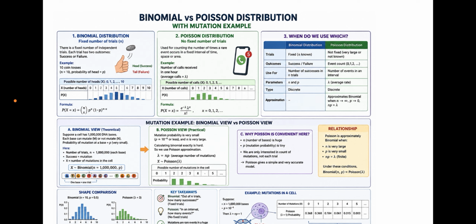So binomial probability, Poisson distribution probability, and even Bernoulli's distribution probability, all three are used to calculate the probability for data that is not continuous. It is for discrete data.